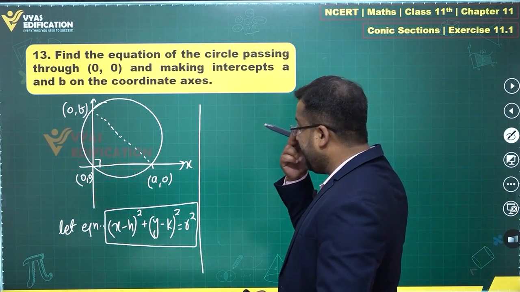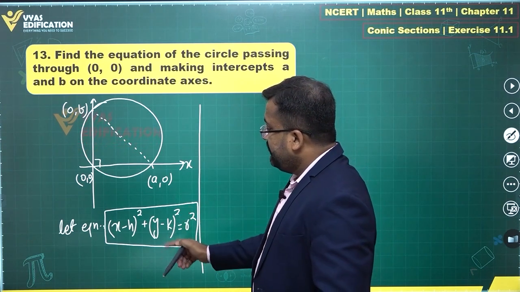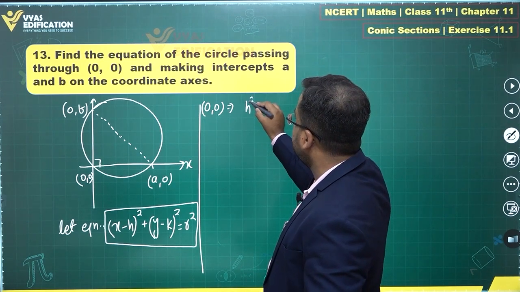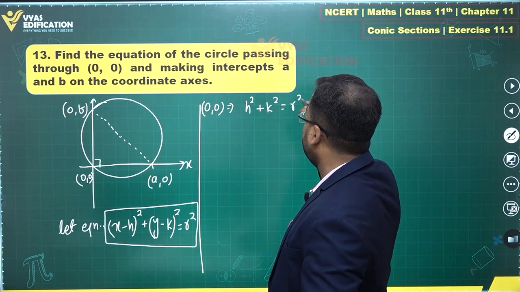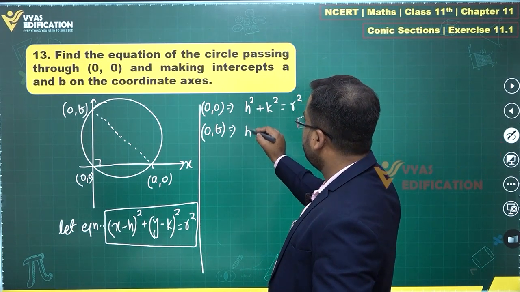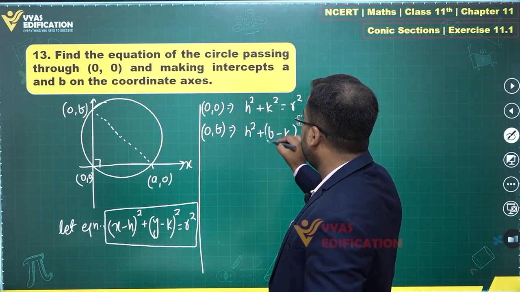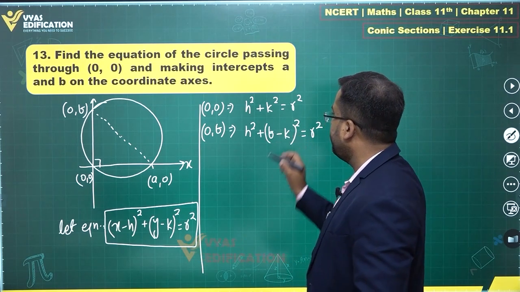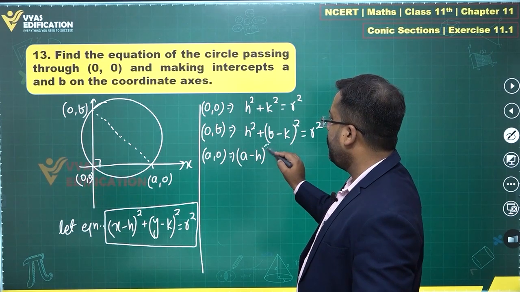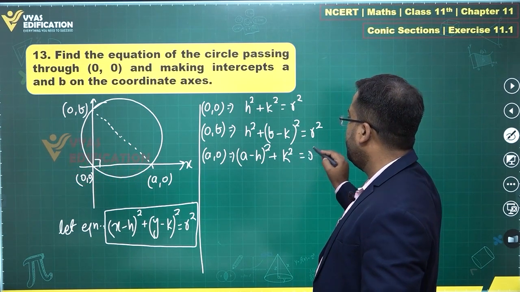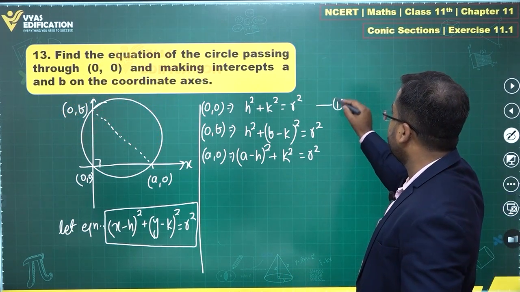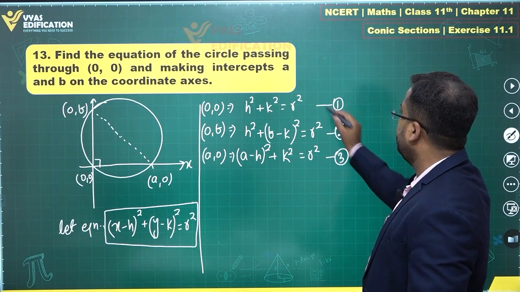So let's follow the direct approach and see where it takes us. This is a circle and the point (0, 0) lies on it, so h² + k² = r². This is one thing. Then the point (0, b) also lies on it, so h² + (b − k)² = r². That's the second equation. Then (a, 0) also lies on it, so (a − h)² + k² = r². So I have three equations and unknowns h, k and r. Let's number these equations 1, 2 and 3.